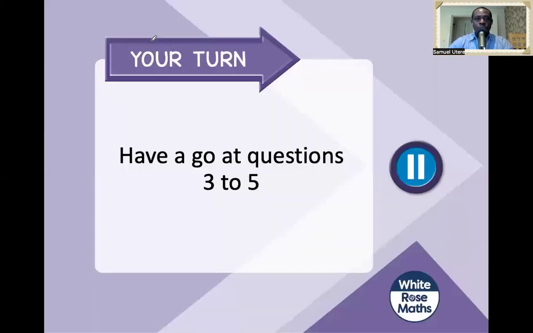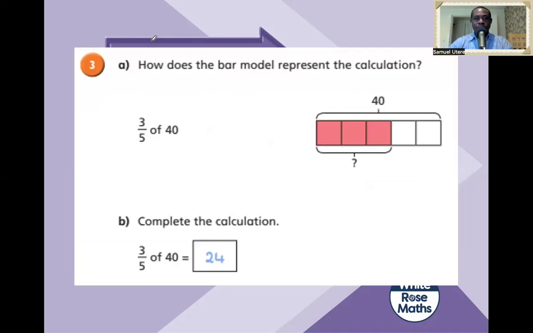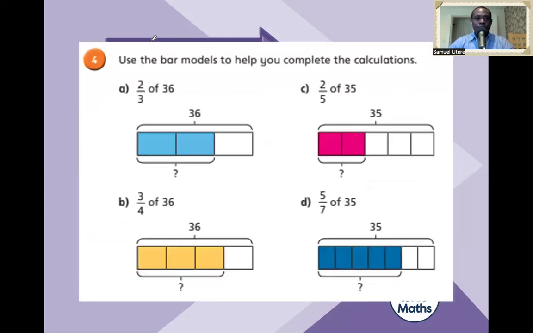Okay. It's now time for you to work on non-unit fractions using what you've learned. So pause the video and answer question 3 in 1 minute. Assuming you've paused the video, here are the answers. So mark your work and celebrate your success. So completing the calculation will give you 40 divided by 5, which is 8. 8 times 3, 24. Pause the video and answer question 4 in 2 minutes.